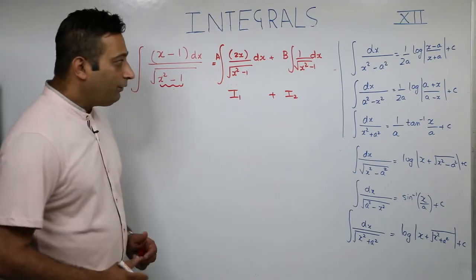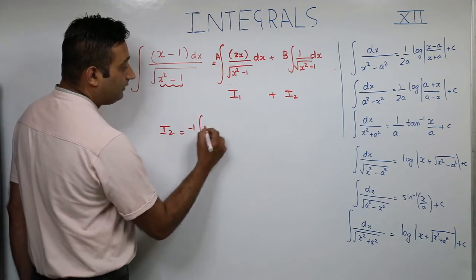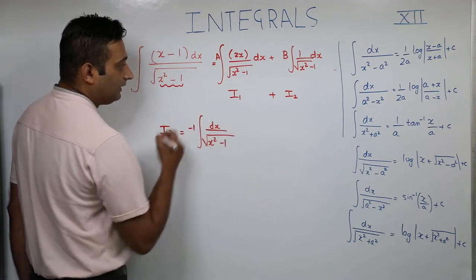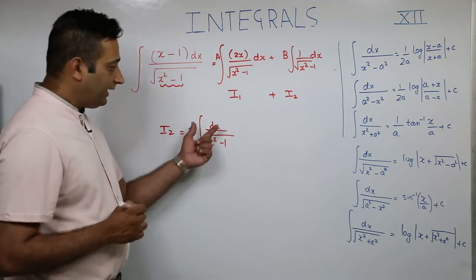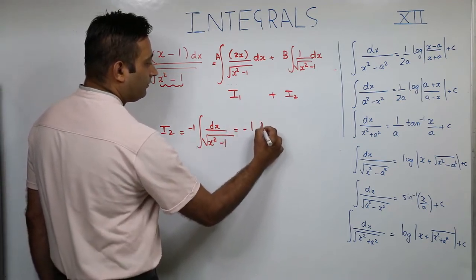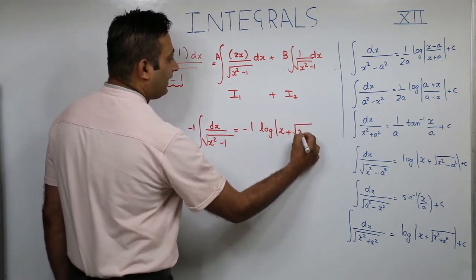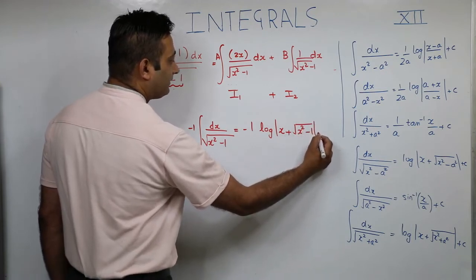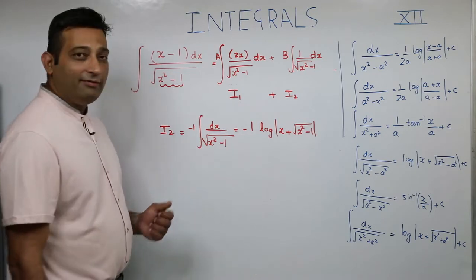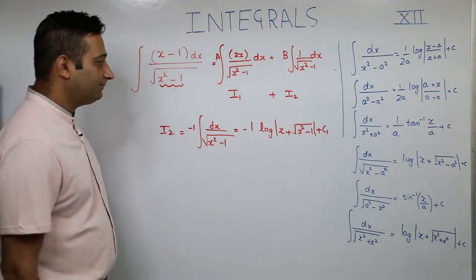Now we'll solve I2 part. That I2 is b was -1, 1 by under root x square minus 1 dx. Now it is a standard form, dx by under root x square minus a square, which is equal to log of mod x plus under root x square minus a square plus c. Now we have solved both the integrals and we have left the constant of integration in both. So we'll write here the constant as c1.